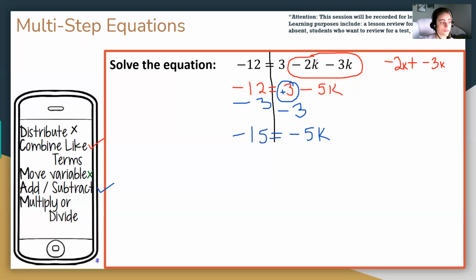All right, we're on to our final step, which is to multiply or divide. So again, we're looking, is there anything that's being multiplied or divided with our variable? Yep, I have a negative 5 times k. If we have a number and a variable, one way we can show multiplication is by putting them side by side. It's the lazy way, and mathematicians are lazy when they can be. So the opposite, the inverse of multiplication is division. So we're going to divide both sides by negative 5.